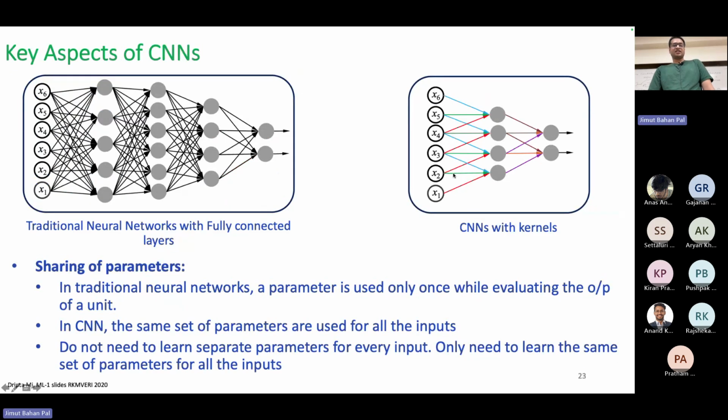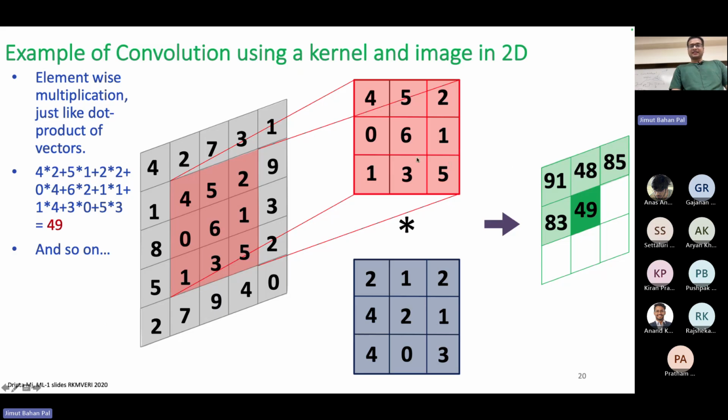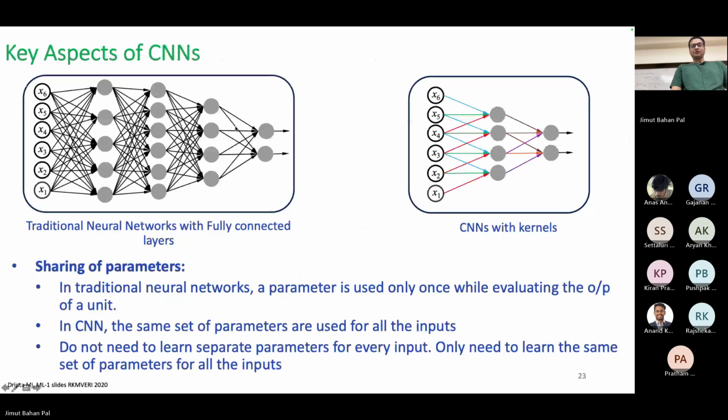There is also sharing of parameters. In a traditional neural network, a parameter is used only once while evaluating the output of a unit. In CNN, the same set of parameters is used for all the units. We see that the same kernel just moves around the whole image, so there are fewer parameters. If this were a fully connected layer, all of these pixels would be connected to the next layer. In CNN, we do not need to learn separate parameters for every input, only the same set of parameters for all the inputs.